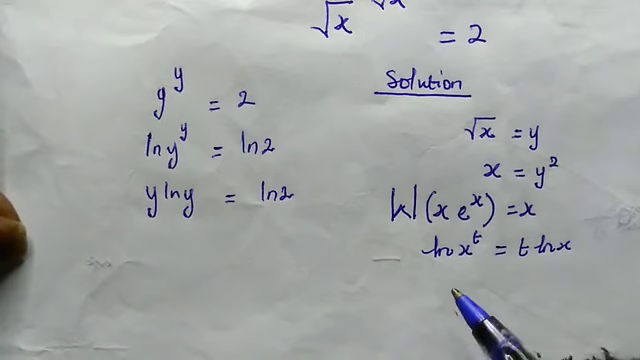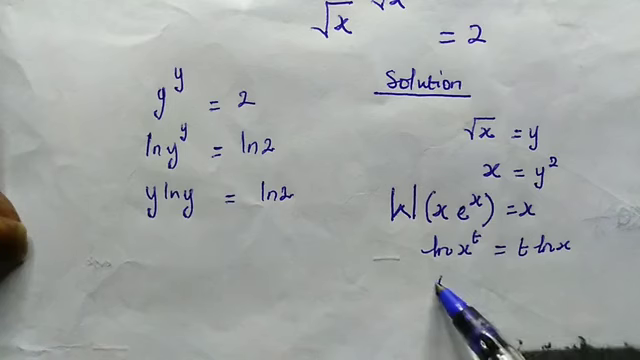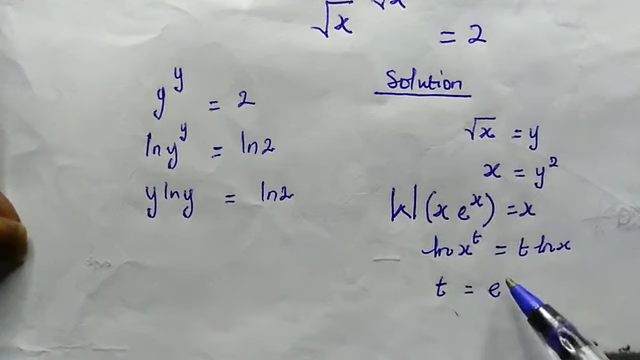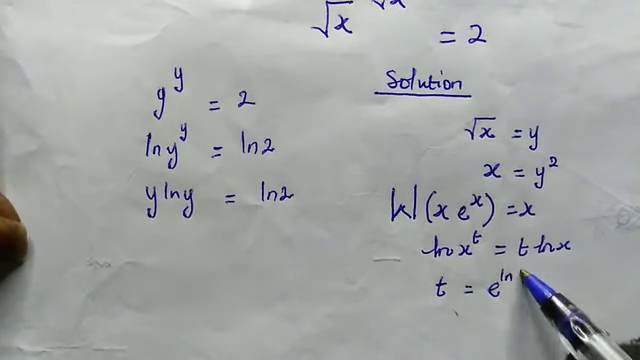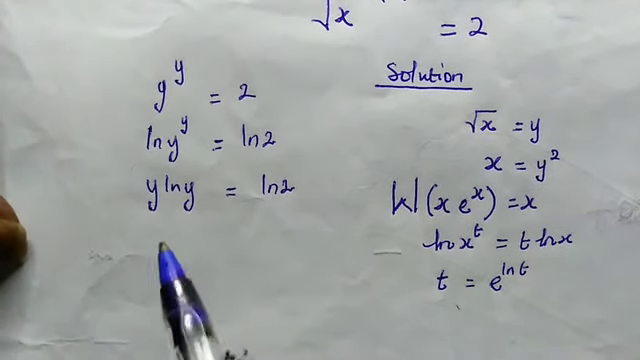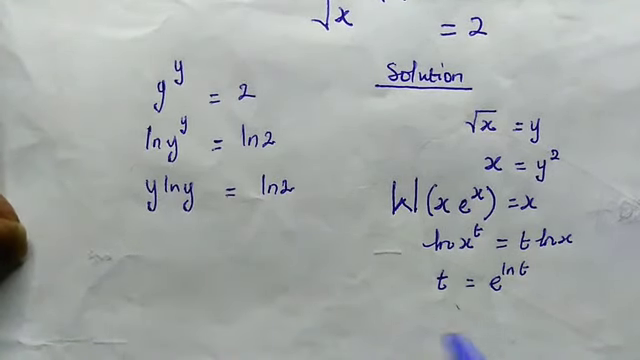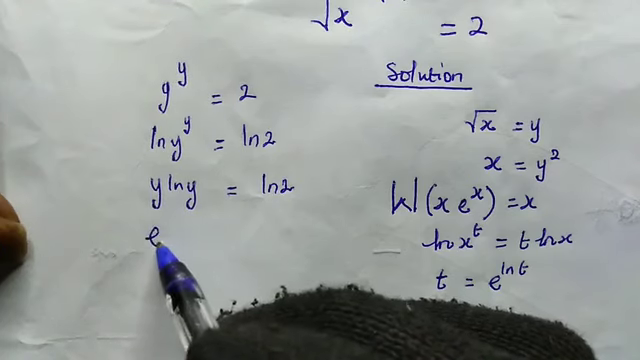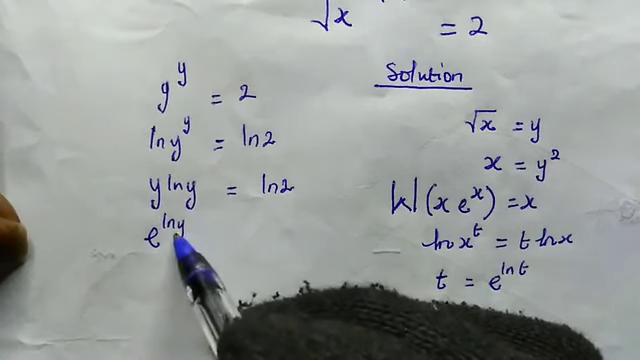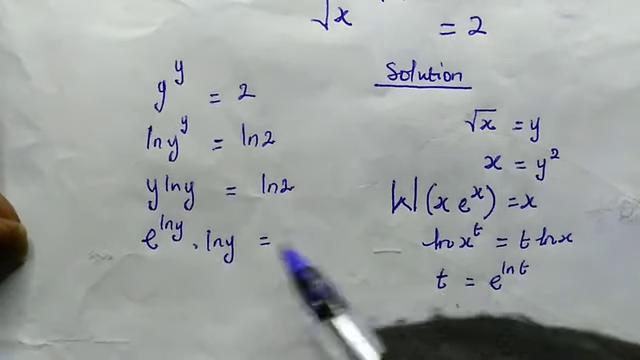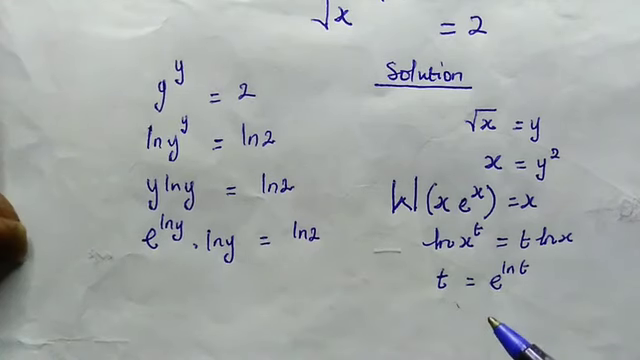Now let us recall another nice property of the natural logarithm. We know that t can be rewritten as e raised to the power of natural log of t, right? Now we are going to write this y in exponential form. So here we're going to have e to the power of the natural log of y multiplied by the natural log of y. This is equal to the natural log of 2.